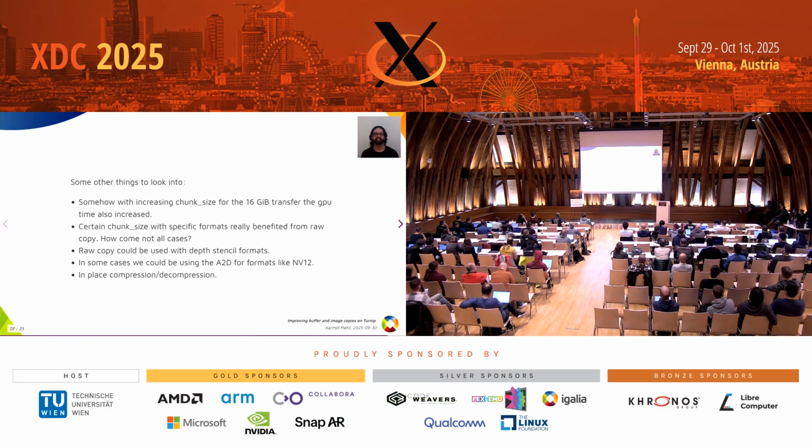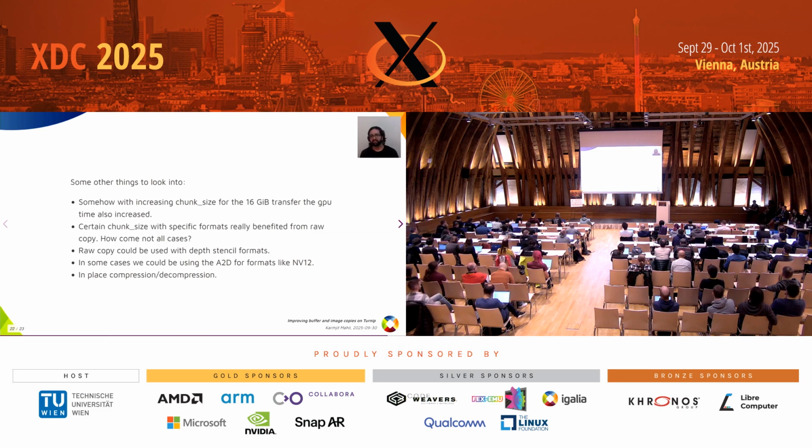In closing, here are some other things to look into. So, of course, the first thing is to figure out why the chunk size increase also resulted in GPU time increase for the 16 gigabyte transfer, and then why didn't raw copy help across the board for all formats? It seems like only certain chunk sizes and certain formats benefit from it.